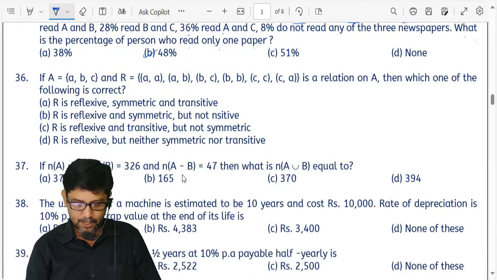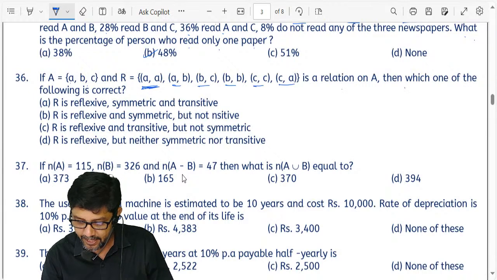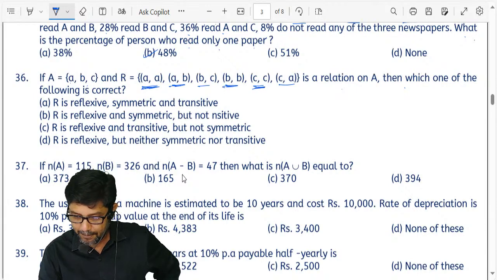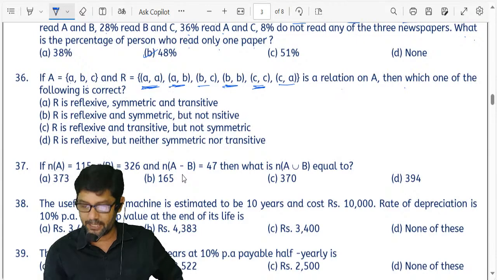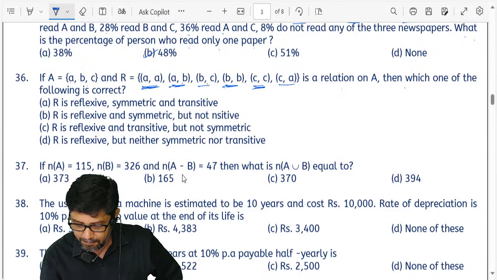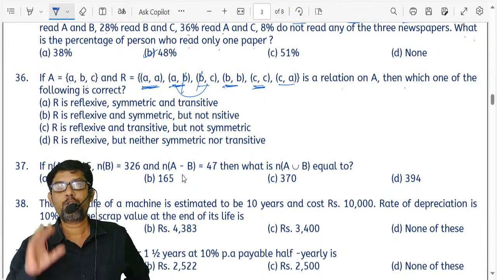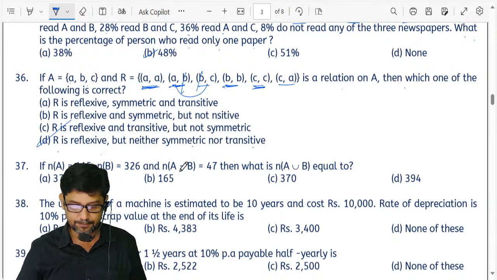Happens. What to do? A, B, C, A, B, B, C, B, B, C, C, C, A. The relation. Okay. Of course, it is reflexive. A, B we have, but B, A is not there, so definitely not symmetric. A, B, B, C. AC. Do we have AC? Not there. So this is only reflexive. R is reflexive but neither symmetric nor transitive.